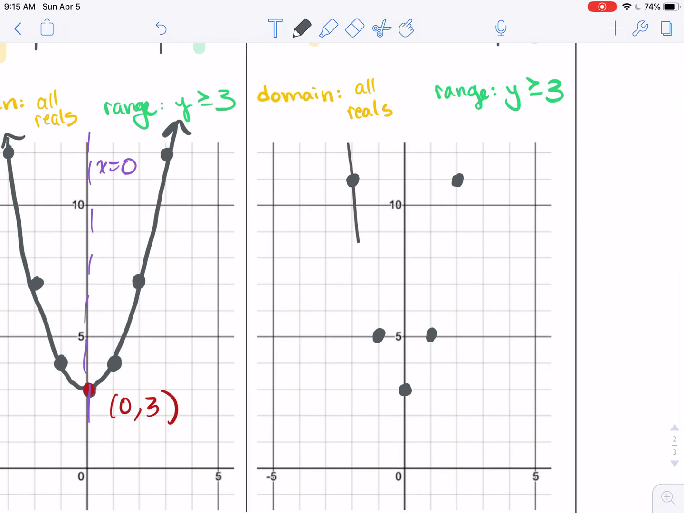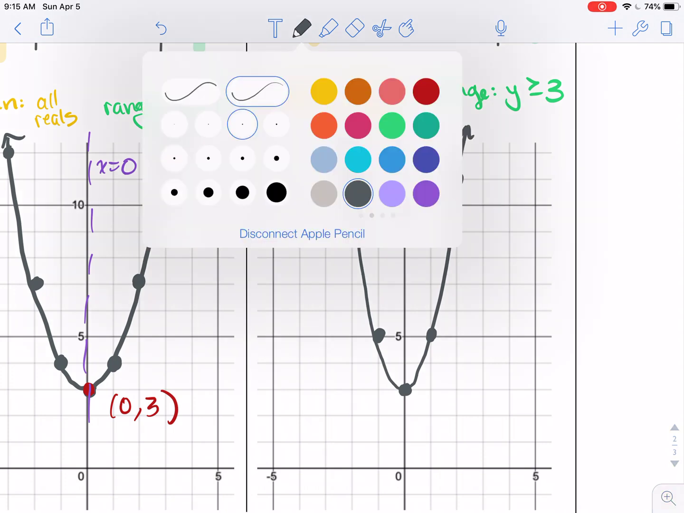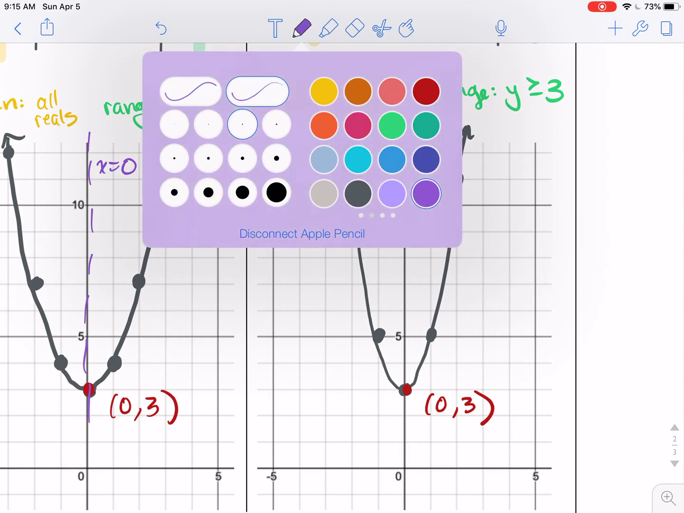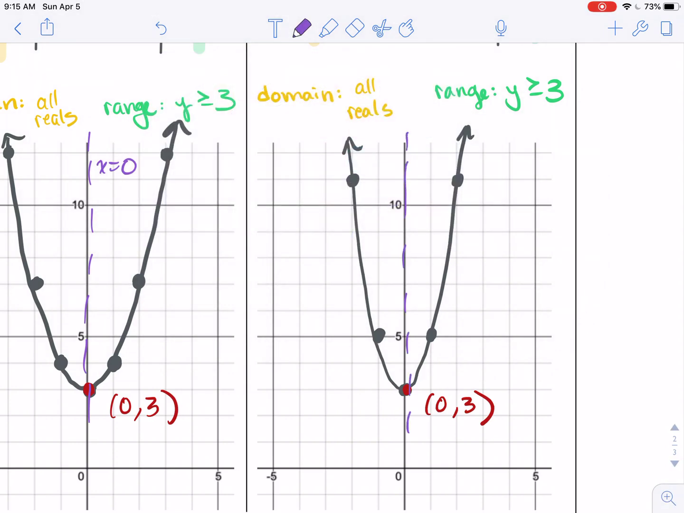Let's go ahead and connect our points. We should get a nice U shape on our parabola. Mine's a little special, but that's okay. We'll see our vertex is still at 0, 3 like last time. And our axis of symmetry is the same as last time. It's still at x equals 0. Now our axis of symmetry, remember, means that this side looks the same as this side.